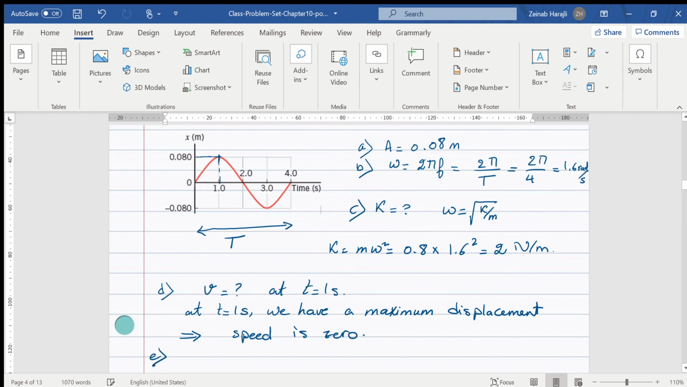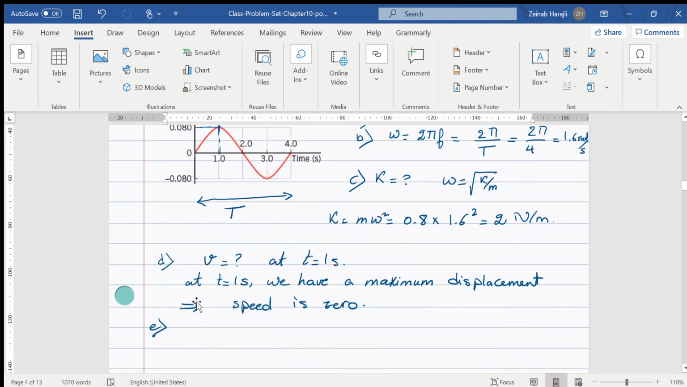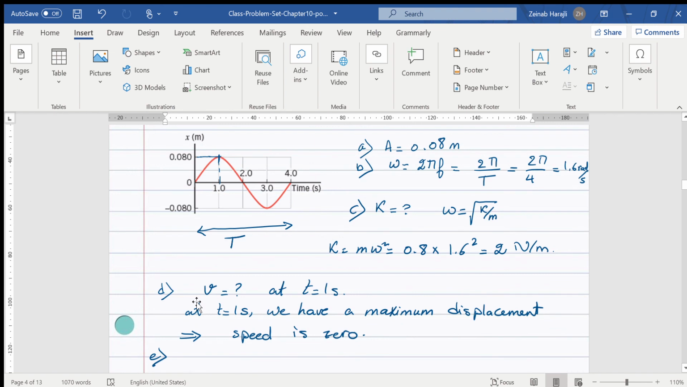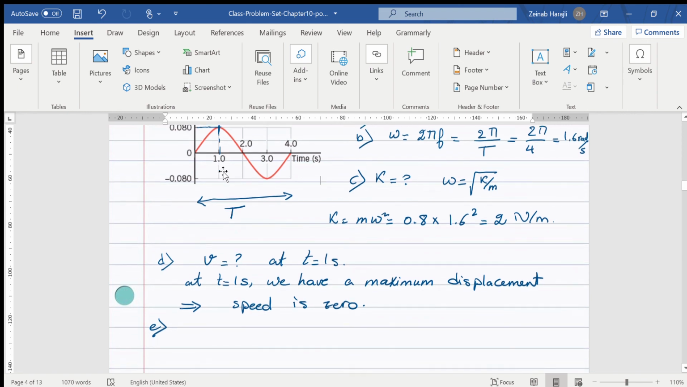In part E, we want the acceleration. Now, we know that the acceleration depends on the force, which depends on the displacement. If we have a maximum displacement, this means we have a maximum force and then a maximum acceleration corresponding to it. So at t equals 1 second, we have a maximum displacement, like we said, which corresponds to a maximum acceleration.